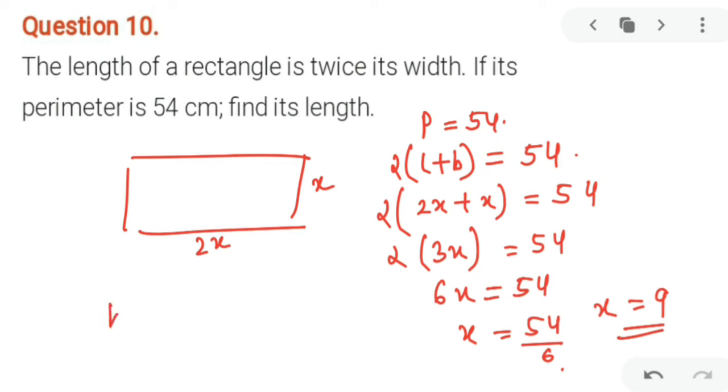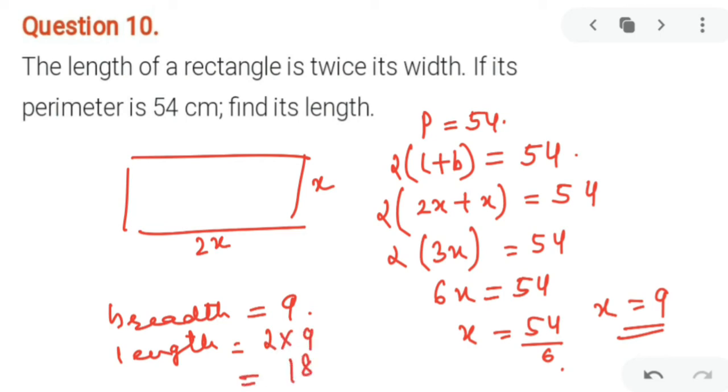Correct? So your breadth you got it as 9. Don't leave your problem till here. You have to find your length also. What is length? Length is 2x. 2 into 9, that is 18 centimeter. Correct?